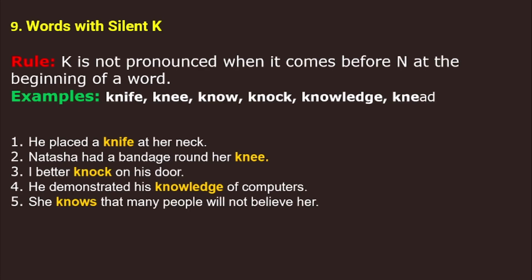Let's look at the ninth word with silent K. Rule: K is not pronounced when it comes before N at the beginning of a word. Let's look at the examples. Knife, knee, know, knock, knowledge, etc.